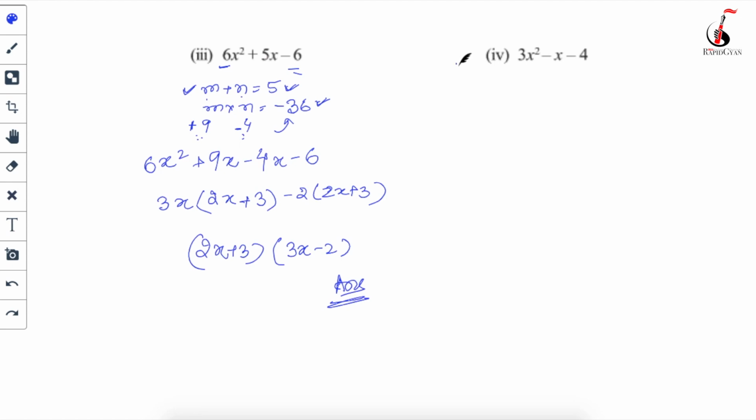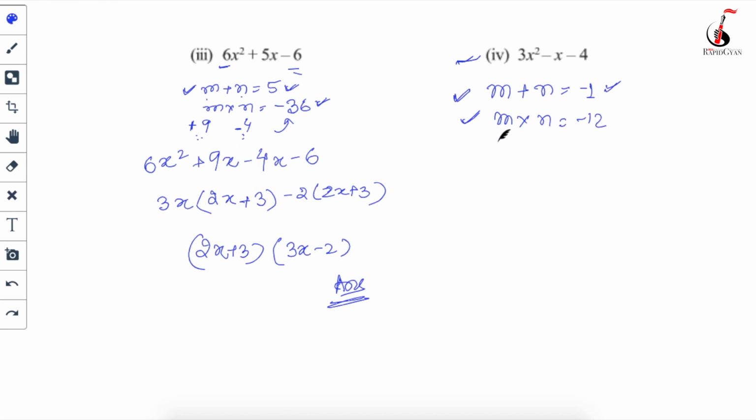Now go to the fourth question. The fourth question is again the same thing. You will have to find the values of m and n such that m plus n is equal to b, and b is minus 1. So m plus n should be equal to minus 1 and m multiplied by n should be equal to 4 times minus 3, that is minus 12. Here the addition is negative and the multiplication is also negative. Always remember, beta, if multiplication is negative, it means one number is positive and the other number is negative. Very simple. And here the addition is also negative, which means the bigger number is negative and the smaller number is positive.